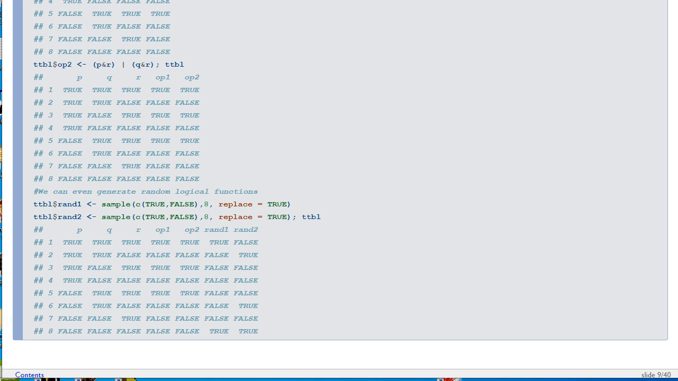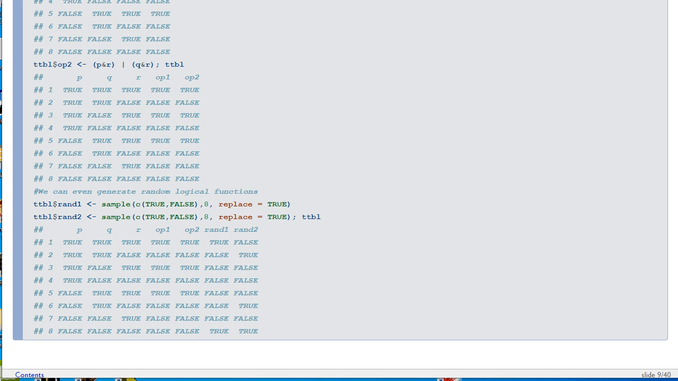And the way I do it is ask R to take 8 samples from the vector true-false. And I ask it to do it with replacement, because if I don't ask for this, it's going to say, well, I chose true, the only other choice I had was false, I got 2 and I can't give you any more. So we have to do what's called sampling without replacement.